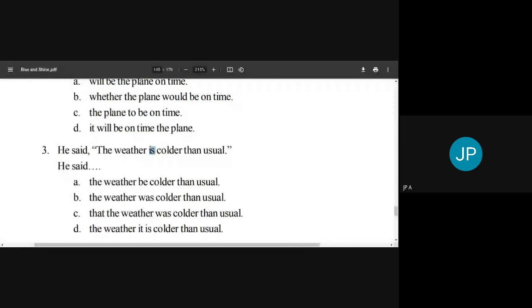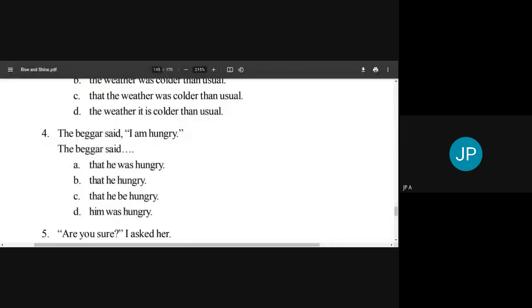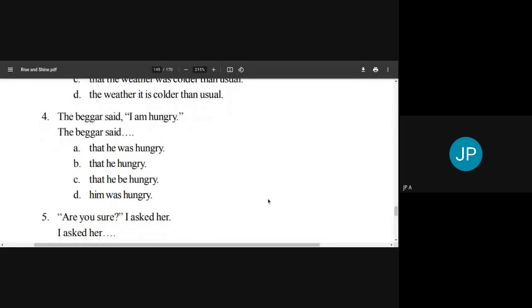Great. Yes, that is right. So he said that the weather was colder than usual. Why did we use that? Because it is a plain statement, an assertive statement. With assertive statements, we use that. Again, another assertive statement. The beggar said, I am hungry. A is correct. The beggar said that he was hungry.